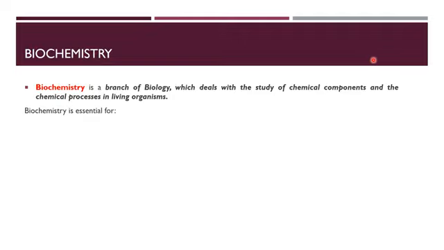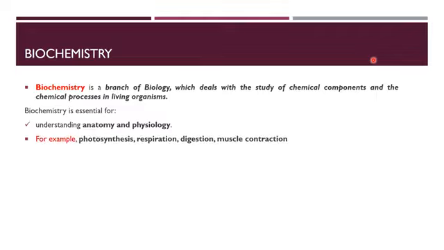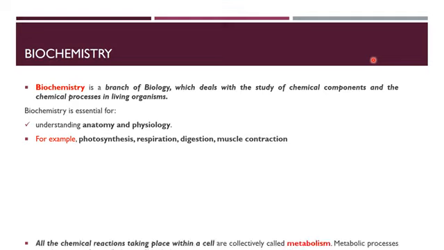Biochemistry is essential for understanding anatomy and physiology. It is a very important branch in which we get knowledge about the structure and function, that is, the anatomy and physiology of living things. For example, photosynthesis, respiration, digestion, and muscle contraction. All of these are topics related to physiology, meaning the function of living things. So we'll discuss these processes.